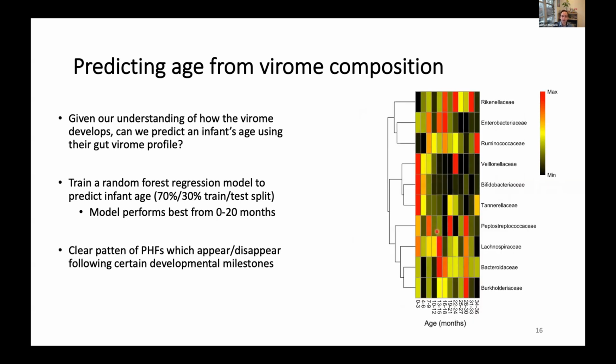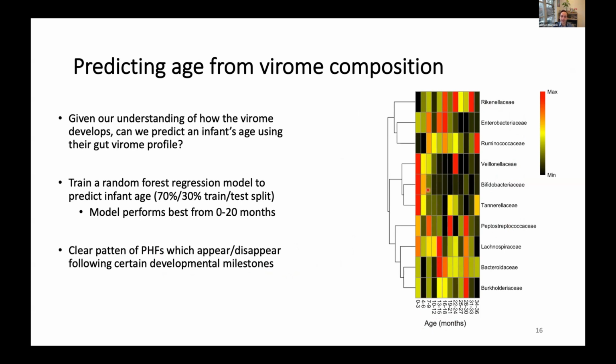And we could zoom into the model a bit further as well and see which groups of phages or the host that they target are appearing and disappearing and when. So what I'm showing here is a group of phages we grouped by their hosts and called PHFs, these phage host families. And we could see these different PHFs that appear and disappear at different ages.